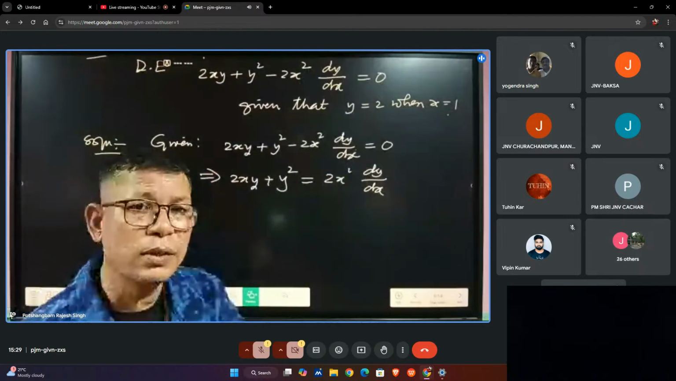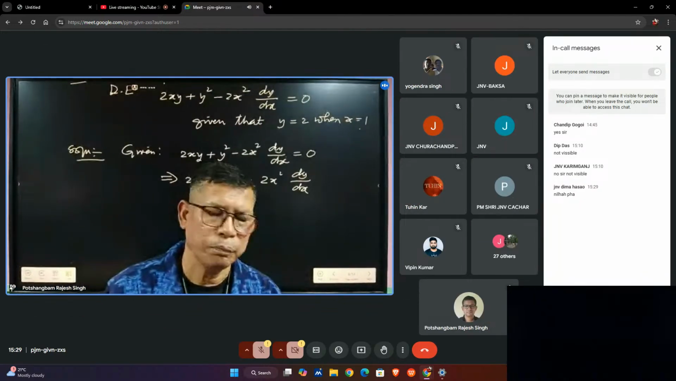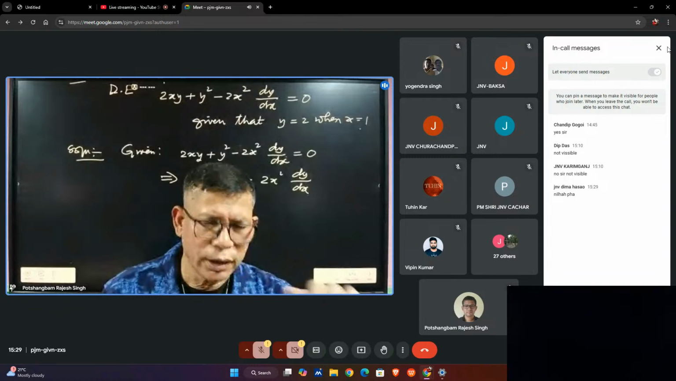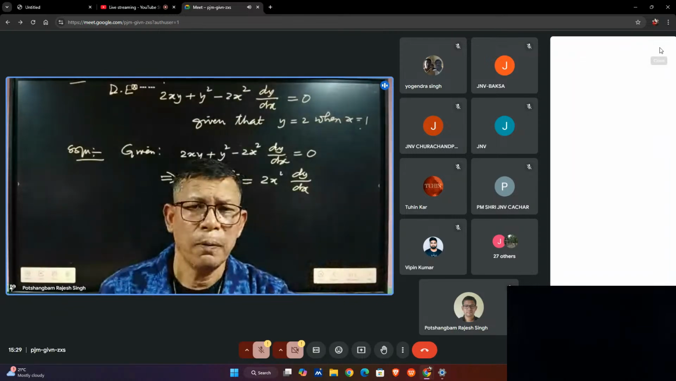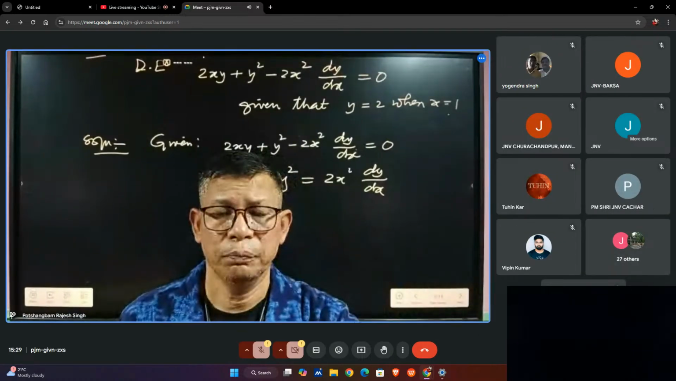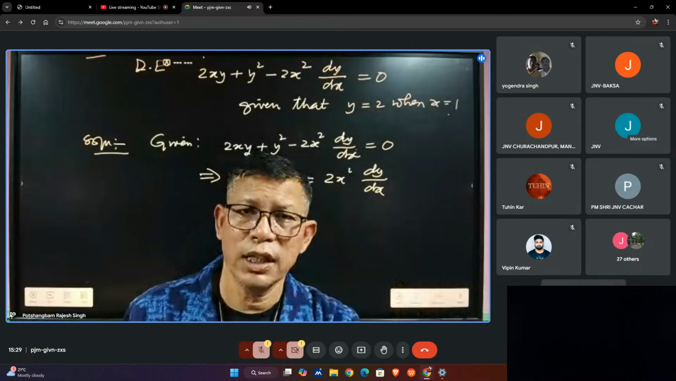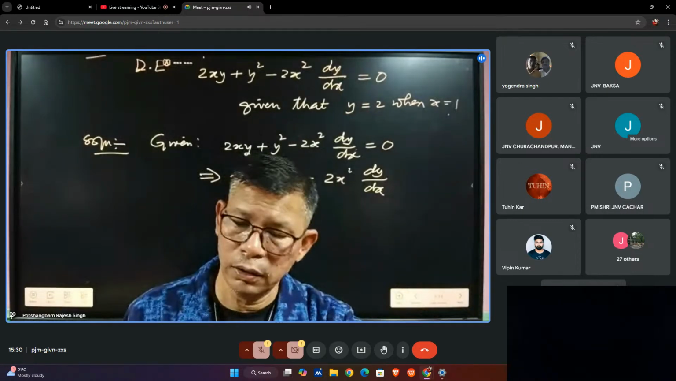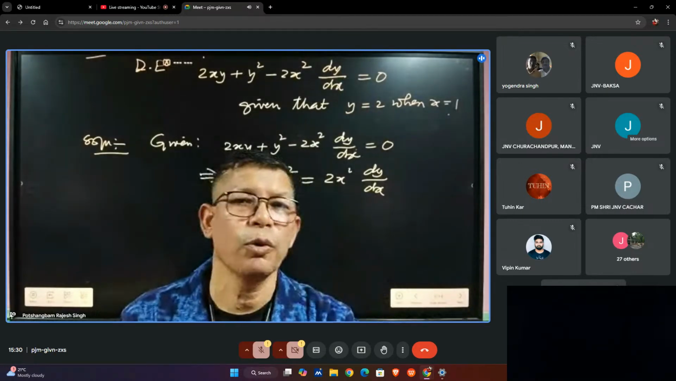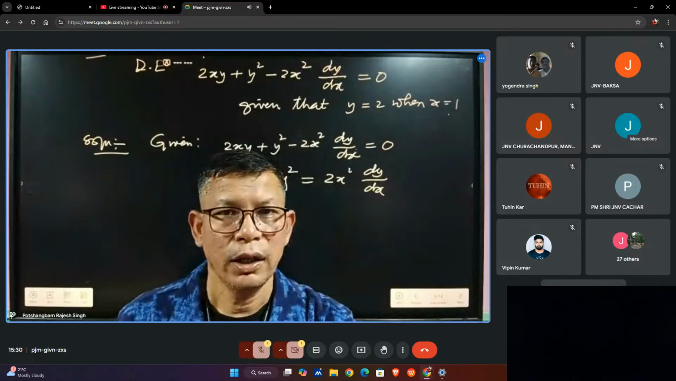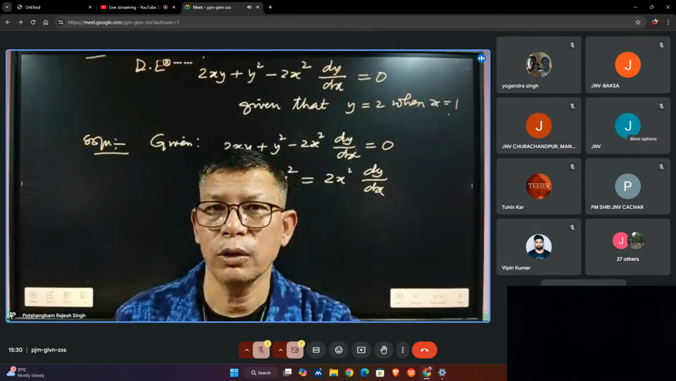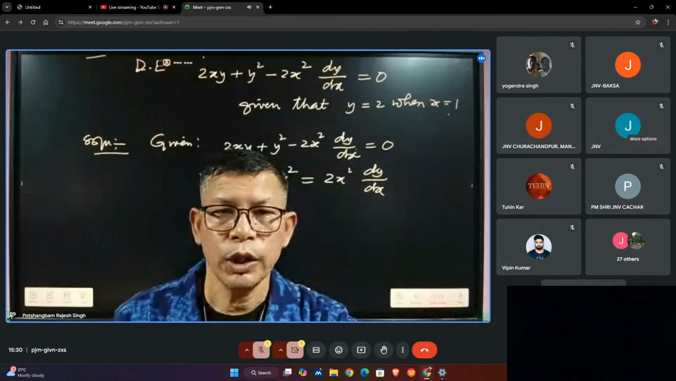Nowadays, in CBSE they give internal choices between homogeneous and linear. One of the two questions will be from homogeneous and one from linear, and there is an internal choice. Among the two, you have to answer one of them.